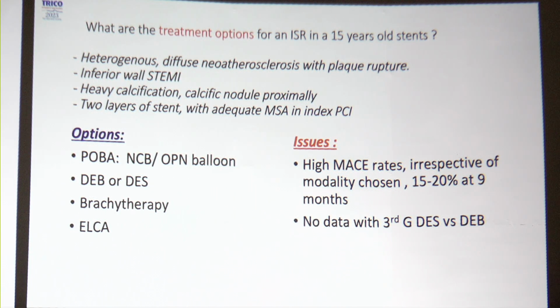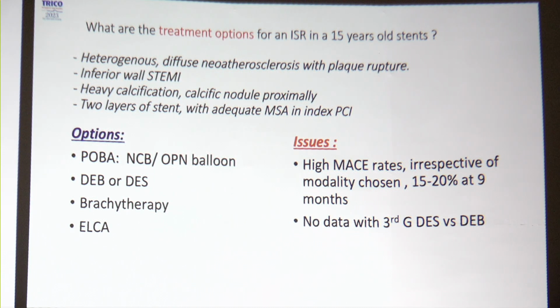One is plain balloon angioplasty with NC balloon, OPN balloon, and just leave. Second, drug-eluting balloon, or whether one should put a drug-eluting stent. And of course, there are 2 modalities which are advocated in stent failure, brachytherapy and laser. The last 2 options were not available. If you look at the data from others, there are high MACE rates irrespective of the modality chosen, almost as high as 15 to 20% in 9 months.